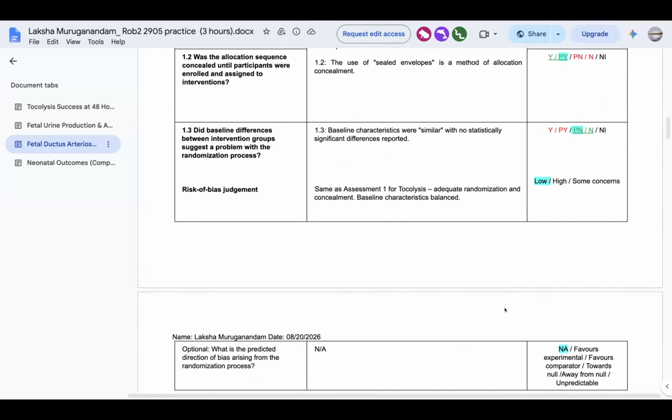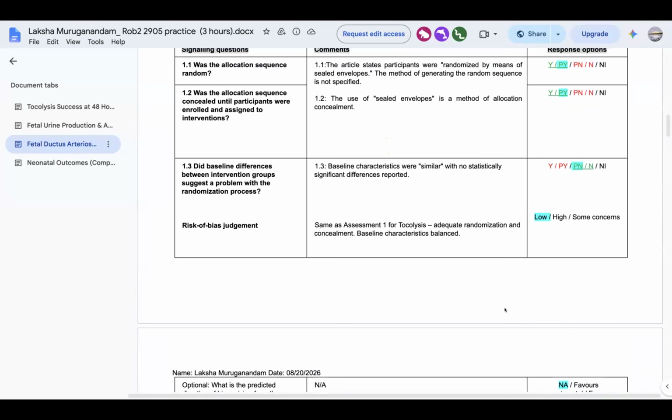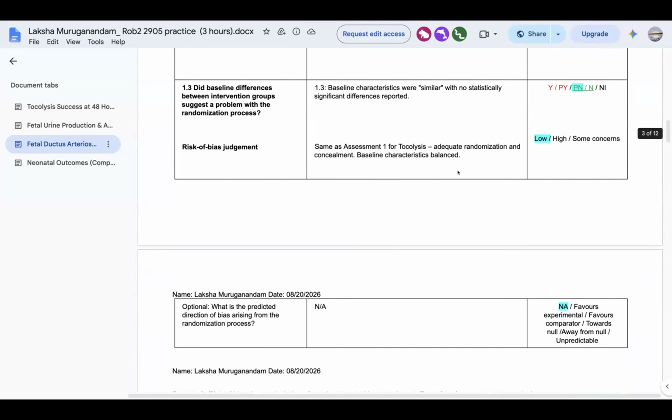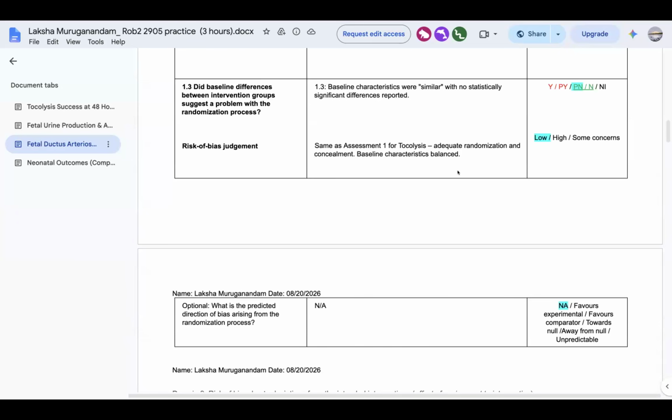Well, let's see what she put in the box. Same as assessment 1 for tocolysis, adequate randomization and concealment, baseline characteristics balanced. Well, do we agree the baseline characteristics are balanced, but do we know anything about the randomization? No, we do not. Well, we know it was concealed, but was the envelope clear? Could have been just a clear envelope.